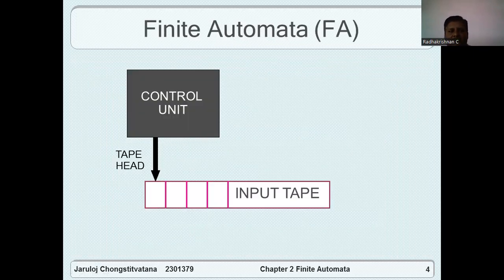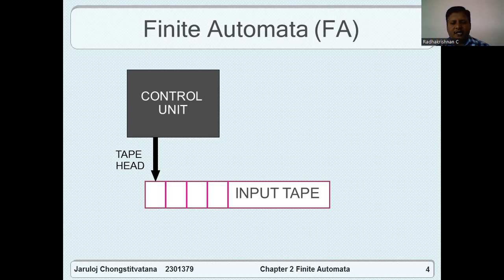The finite automata is a model, a machine, and everything is controlled by the control unit. Just as with a computer, the central processing unit, the CPU, is the major part of the computer, similarly in the finite automata the control unit is the major part of the automata. It controls the entire automata operations.